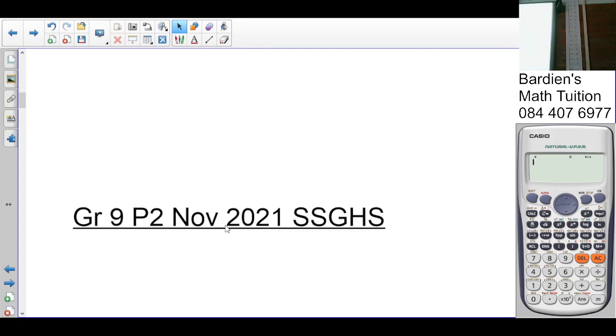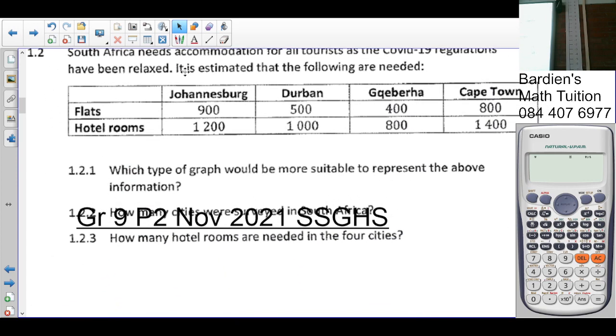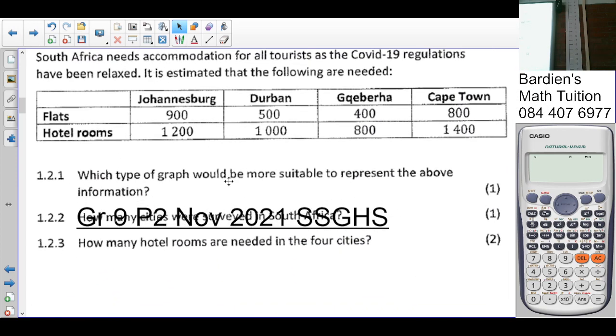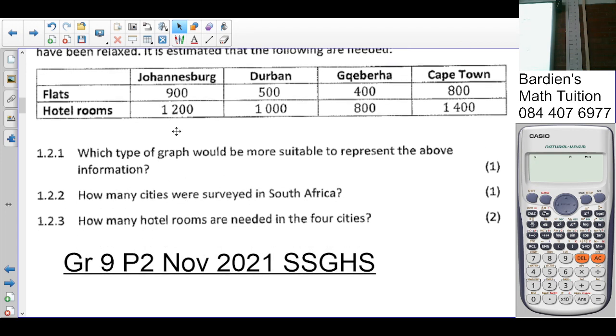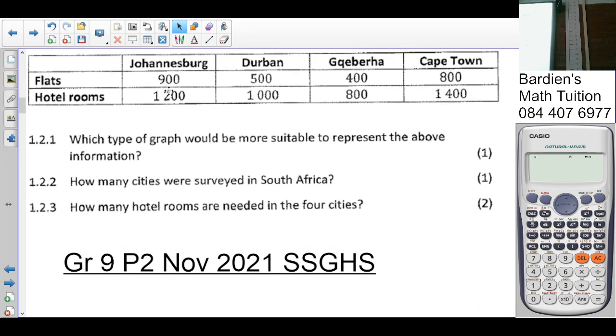So the next question in 1.2 says, South Africa needs accommodation for tourists as the COVID-19 regulations have been relaxed. It's estimated that the following are needed. In Johannesburg, flats they need 900, whilst hotel rooms they need 1,200. Durban is 500 flats, 1,000 hotel rooms.